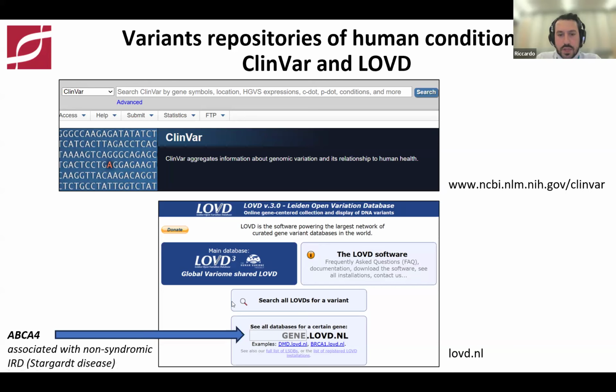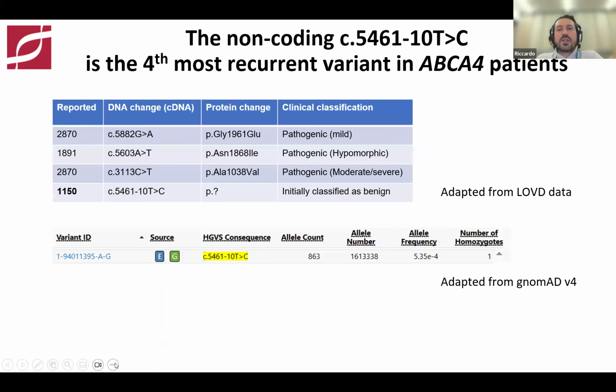Once you open the LOVD, you just need to add the gene that you are interested in and click, and then it will bring you directly to the main page. And today I will give you an example about ABCA4. ABCA4, I mentioned before, is a gene associated with non-syndromic IRD, and in particular with Stargardt disease. So if you scroll, this is just an adapted table from the LOVD data because the LOVD data is much broader, and I just want to focus on a small subset of data.